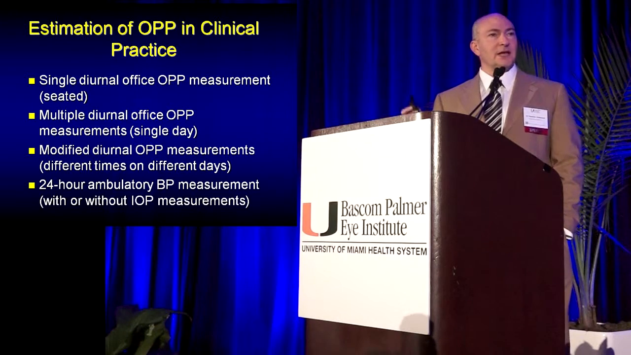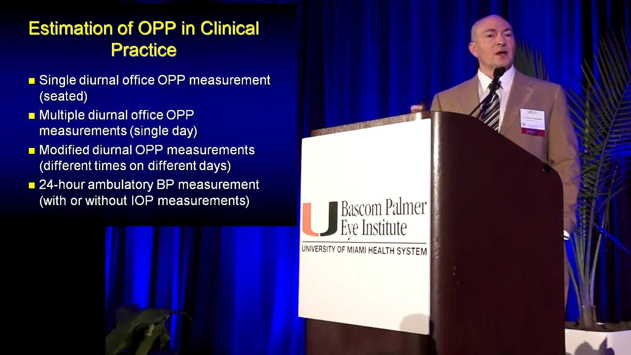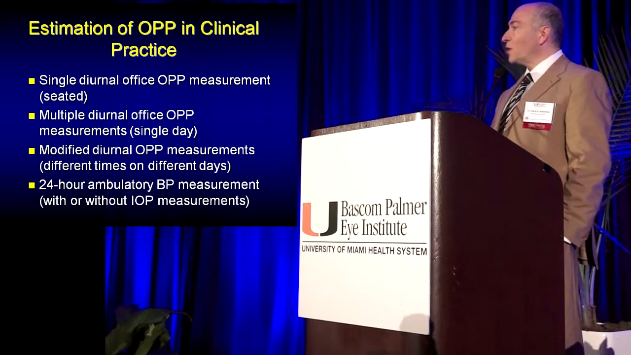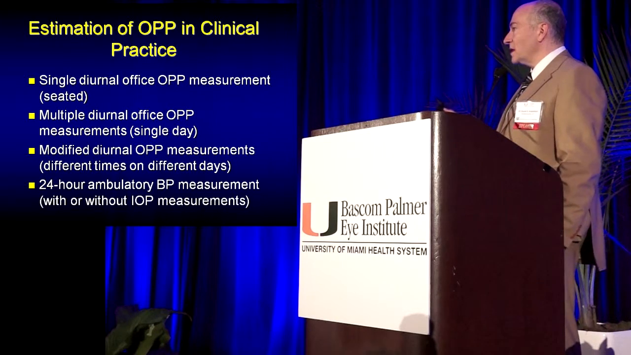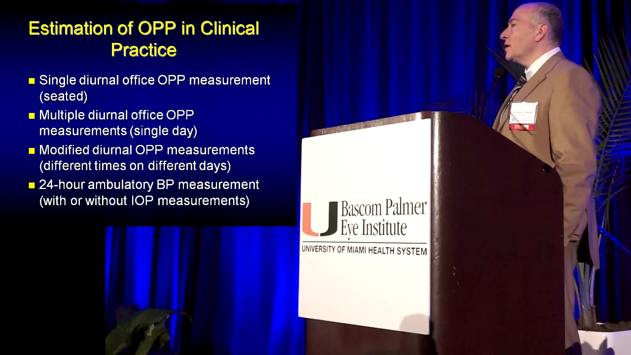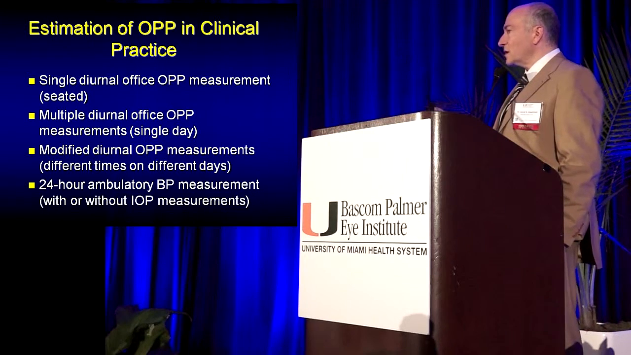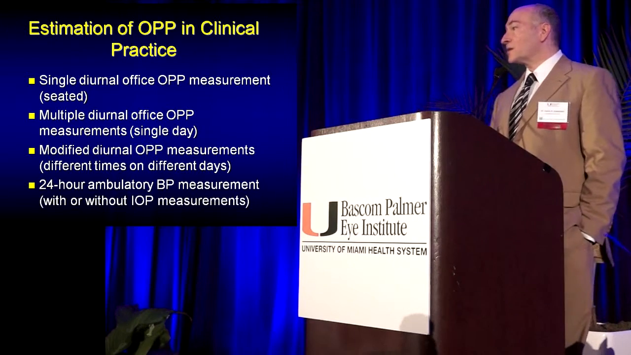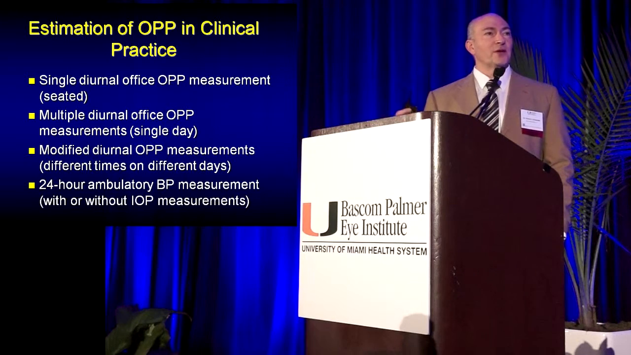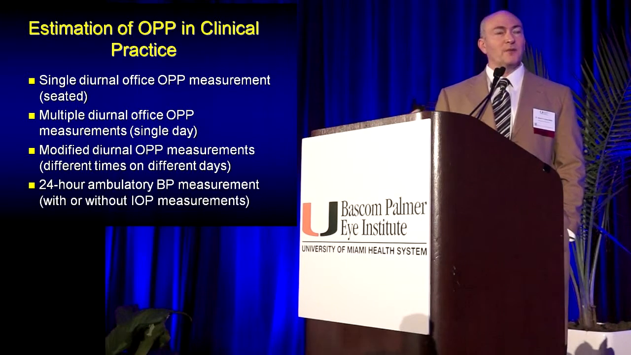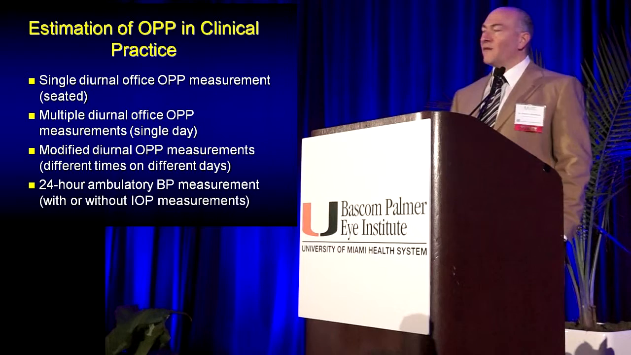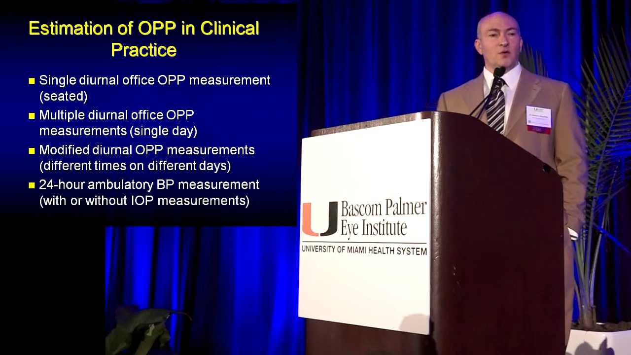Or the poor man's diurnal curve is to calculate diurnal OPP measurements at different time points on different days, so that you see a patient sometimes early in the morning, sometimes in the mid-afternoon, sometimes in the late afternoon, with the idea that we know that IOP fluctuates not only in the diurnal but in the nocturnal period. And there are short and long-term variations in intraocular pressure. Well, there are short and long-term variations in ocular perfusion pressure as well. So by seeing patients at different time points on different days, one can get a sense of what that variability in OPP is over time.